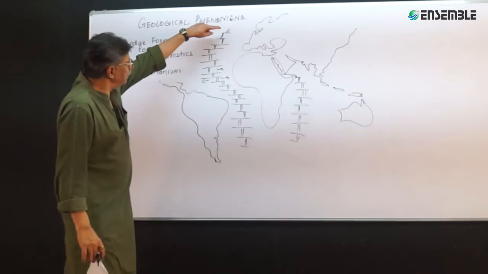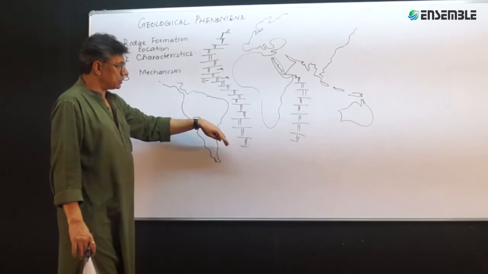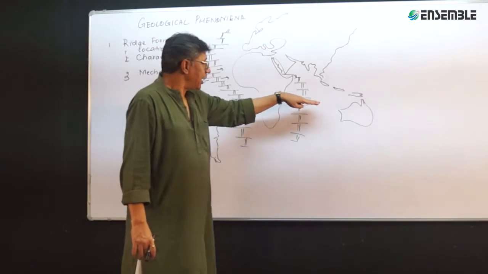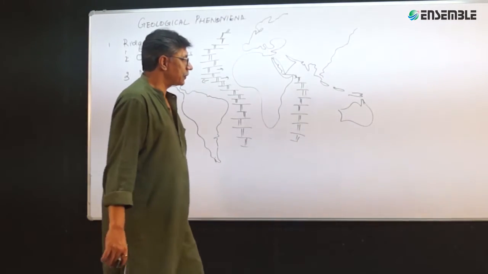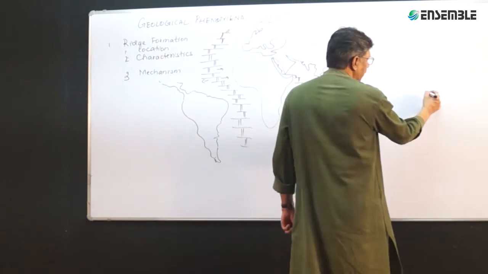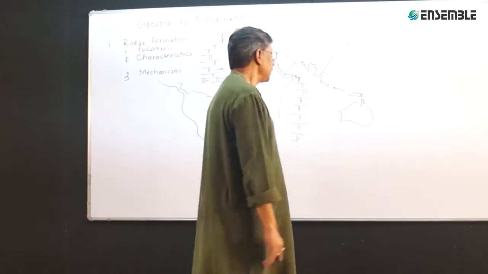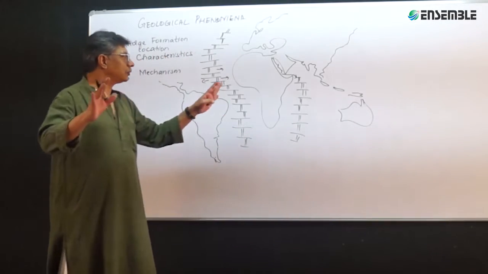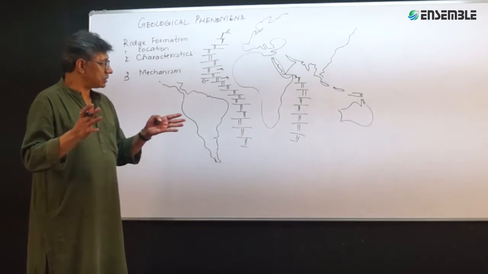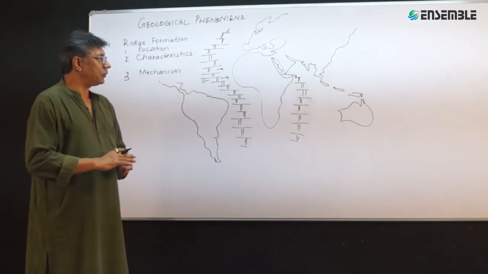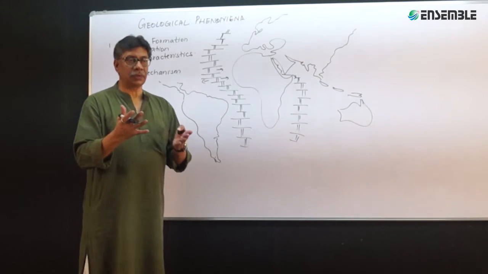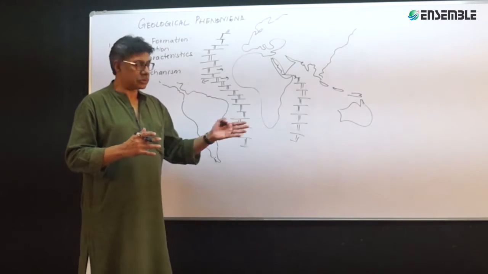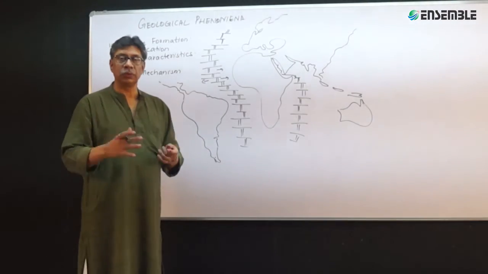And as you can find, the ridges are not continuous. They get broken and displaced by what we call transform faults. And of course, you have a system of ridges here as well. That is, in the whole world, you find a system of such ridges. You can also take a look at it from this world map that we have made.